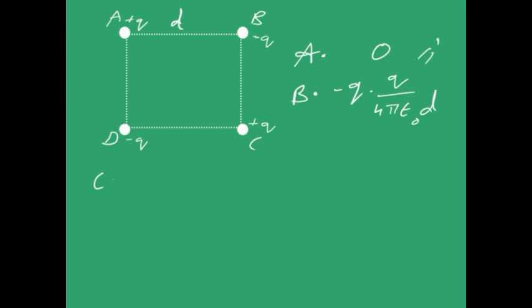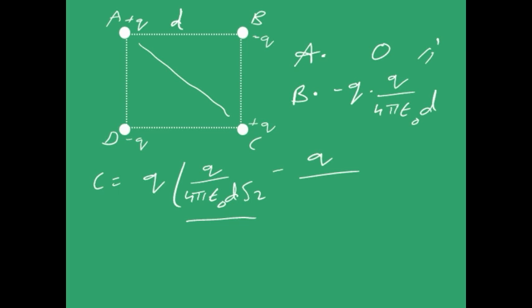Now let me bring charge C. So this work will be the charge C into the potential which was present at the point C before bringing charge C. That will be 1 by 4 pi epsilon naught Q by D root 2, which is the distance between A and C. This term is for potential due to charge A, and you have minus Q by 4 pi epsilon naught D. This is due to charge B, and you also have the work done due to D.